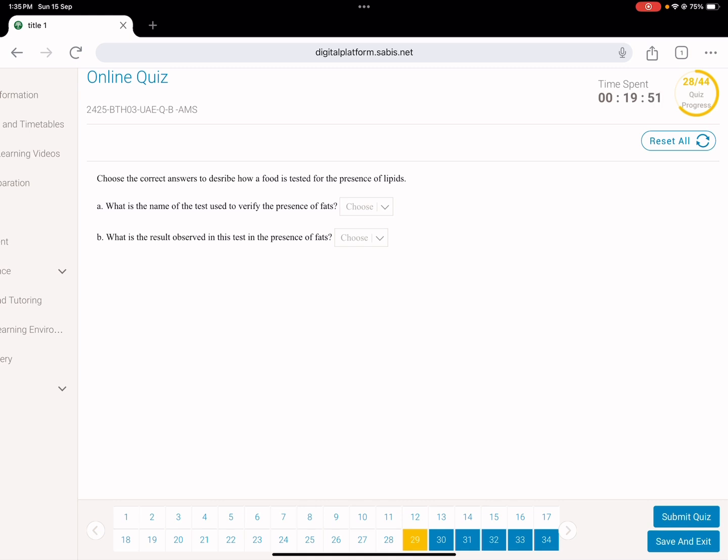What is the name of the test used to verify the presence of fats? Of course, it's going to be the ethanol emulsion test, and if we get a positive result, which means presence of fats, we're going to get a white opaque emulsion.